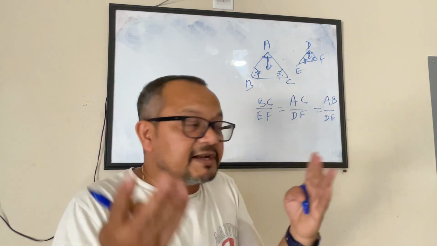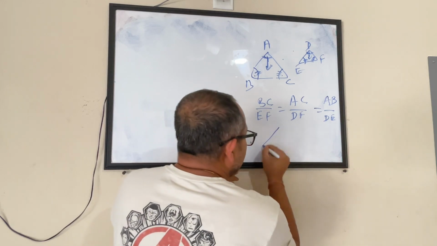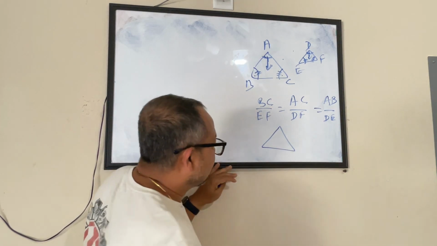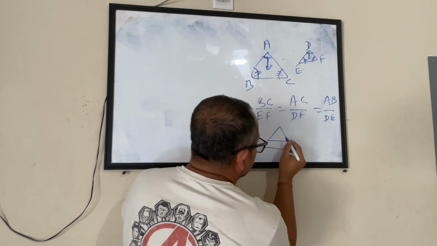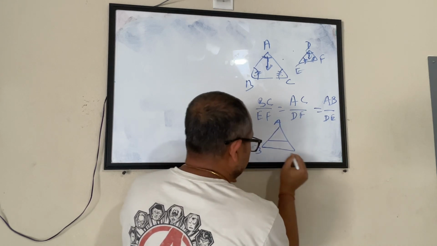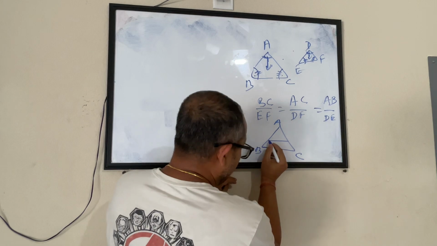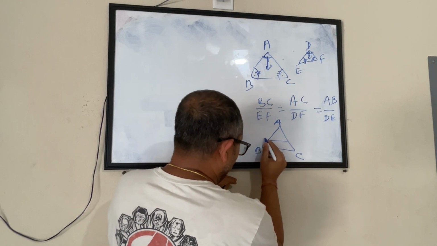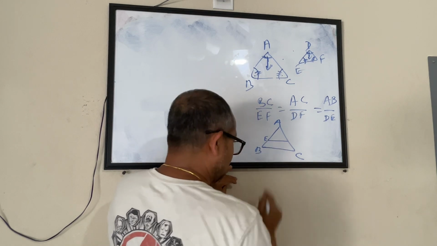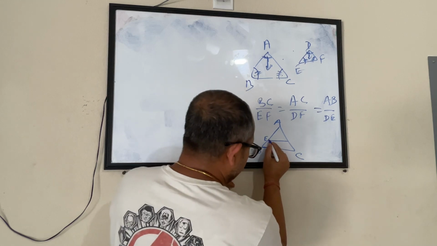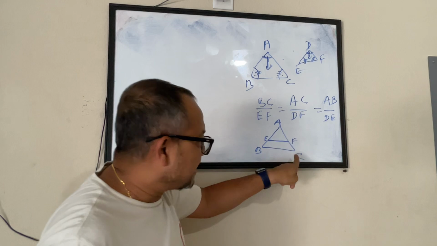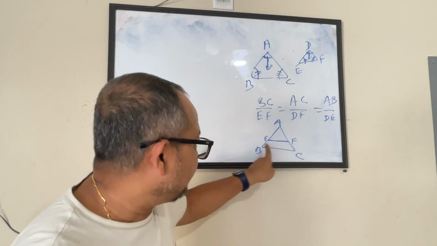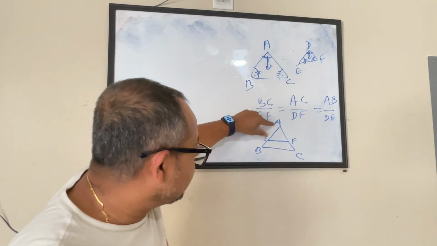Now let's relate it. Let's look at this triangle, and inside it let's draw a line parallel to one side. Let's say this was my triangle ABC. I picked a point, let's say E here, and drew a line parallel to BC, which cuts this line at F.